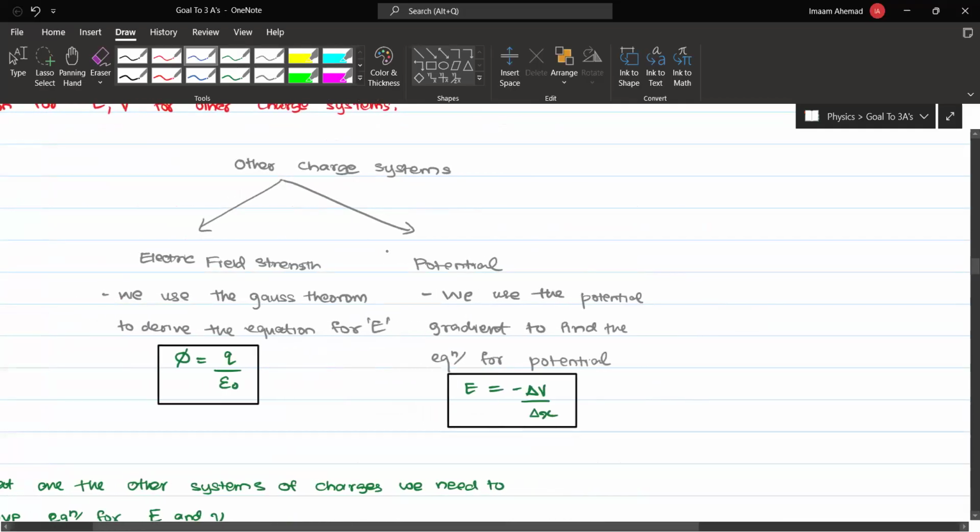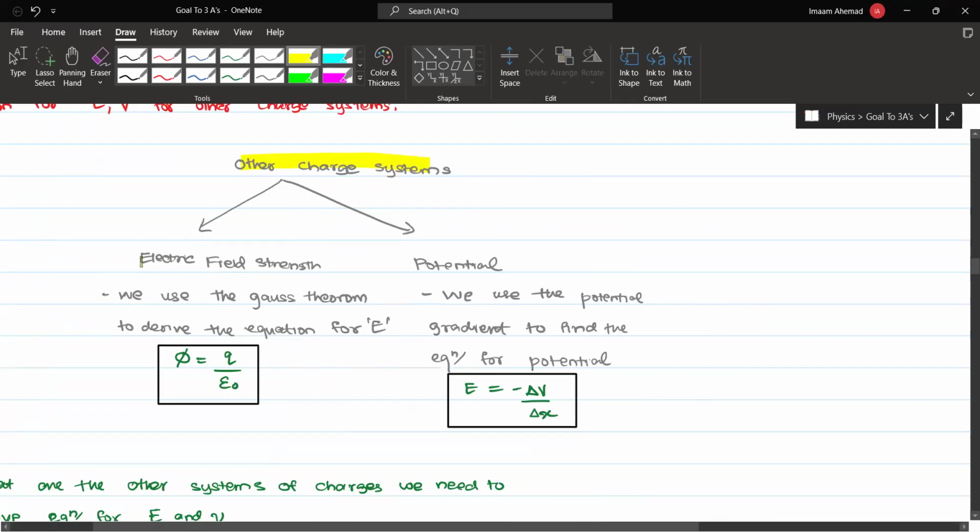This is the most important part, because the previous ones are not confusing. They are straightforward. Now we come to the most important part of the electric field, where it starts getting confusing. Let's look at the other charge systems.